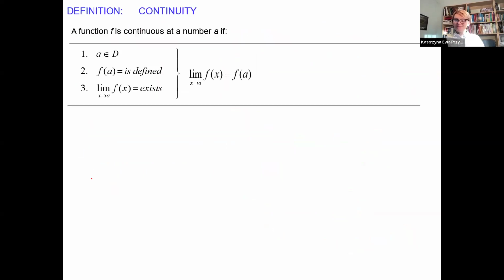Continuity. That was the section, I think 2.4, but I will combine it with 2.5. Basically, the function is continuous if the limit and the value are the same, and the number, of course, is in the domain. Limit exists, value exists, and they are the same. We still know the difference between the limit and the exact point.